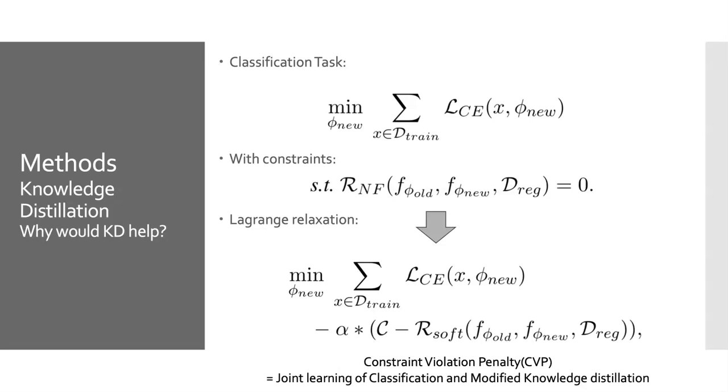The constraint violation penalty term is measured by the distance of the two models on negative flip cases. This new form is similar to a joint learning of the original task and a modified knowledge distillation. One thing we should notice is that here we only add the penalty on the regress cases instead of all of the cases as in normal knowledge distillation.